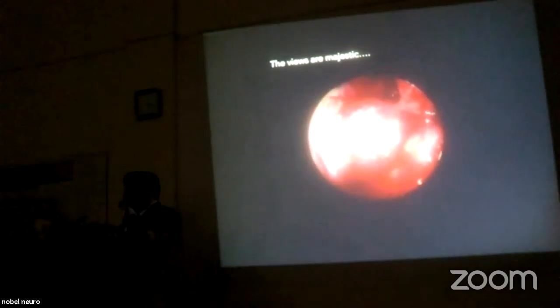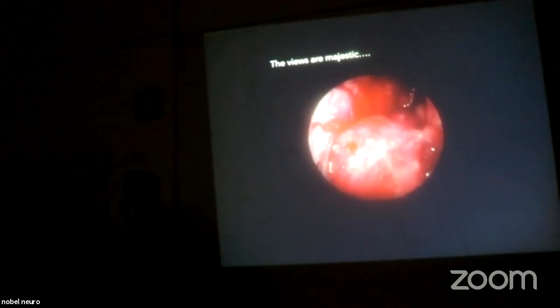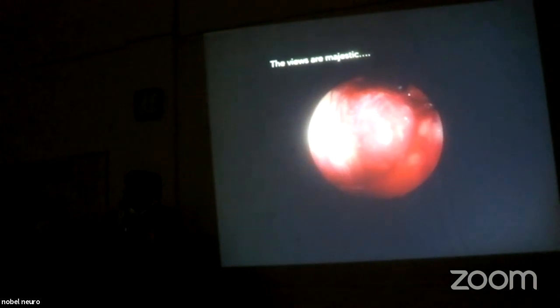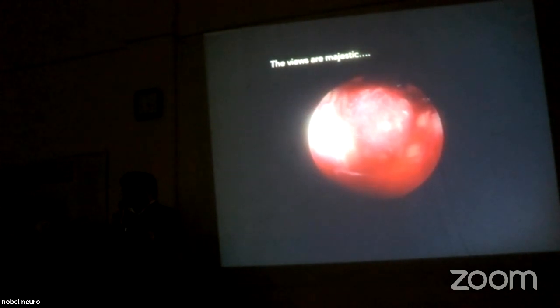This is a tumor at the CP angle. It was going till the medulla. But if you can see the beautiful arterial pattern on the left side of the dural wall, it's something so beautiful that you get connected to the overall integrity of the scene and you don't want to disturb it much.